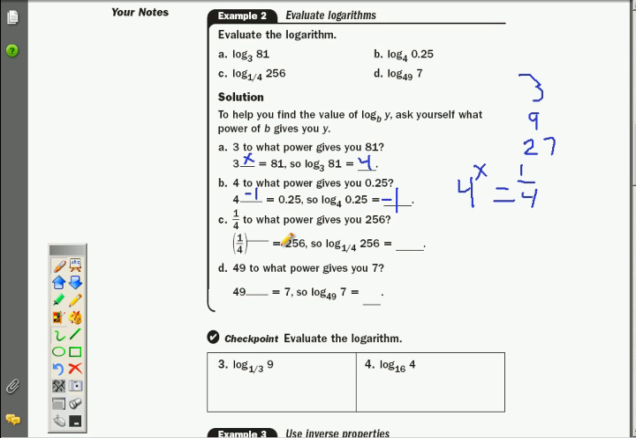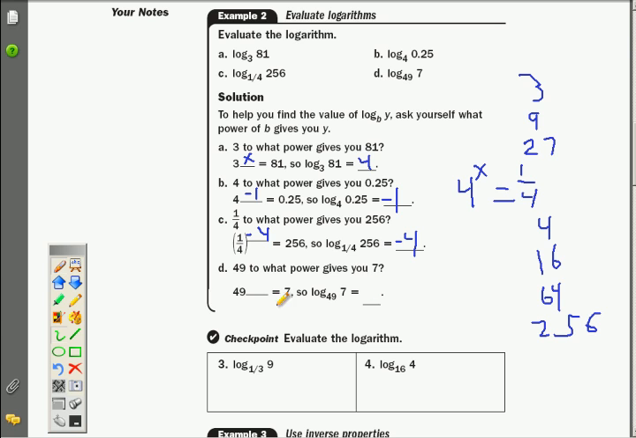1/4 to the what power is 256. Well, that's going to take a lot unless I flip it upside down. If I flip it upside down and call it 4, whatever my answer is, I make it negative, so it flips it upside down. 4, 16, 64, 256. Well, 4 to the 4th is 256, so 1/4 to the -4th is going to give me 256. So the answer here is going to be -4.